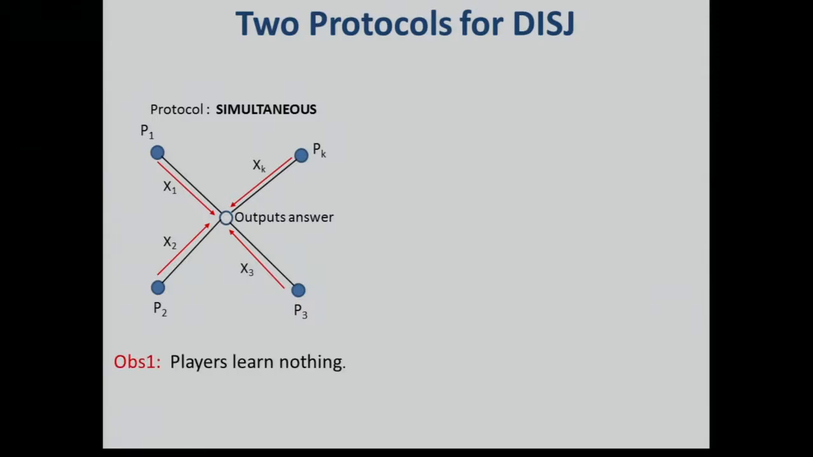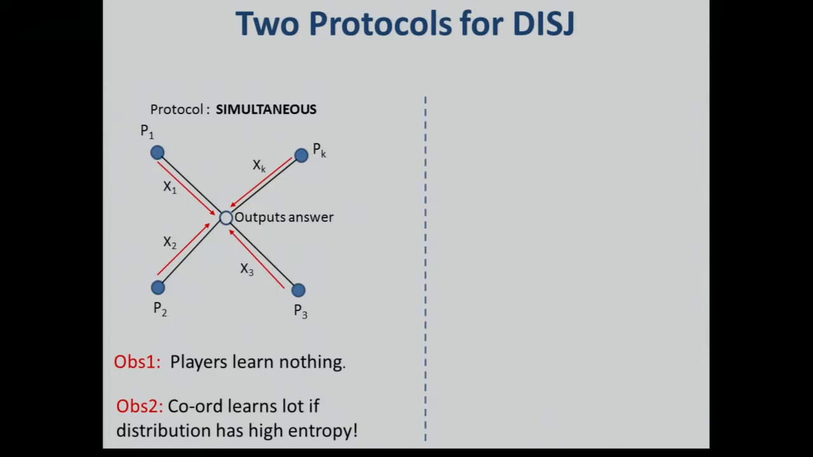Since we're going to use information theoretic techniques, it's important to understand from the point of view of information theory what players are learning and who is learning what. So in this protocol, observe that the players obviously do not learn anything because they've sent it all to the coordinator, but the coordinator might learn a lot if the input has high entropy. Then the coordinator gets to learn a lot.